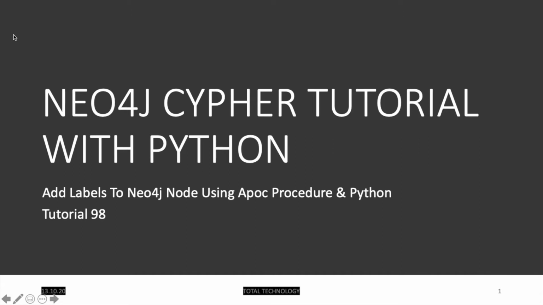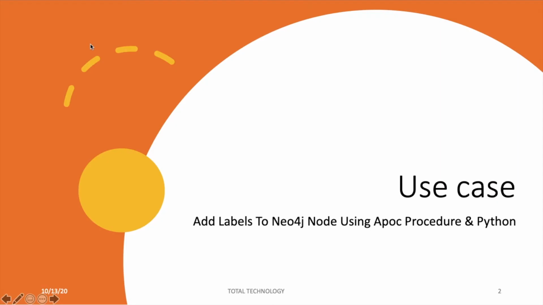Okay, so this is not going to be a theory based or conceptual tutorial. This is going to be a completely hands-on, use case driven tutorial, and nothing much to discuss. We'll jump into the Neo4j browser immediately, and after that we'll start writing the code. So this is the use case: add labels to a Neo4j node using APOC procedure and Python. In the first part of this tutorial, we'll do everything from the Neo4j browser using plain CYPHER query, and in the next step we'll do the same thing from the Jupyter notebook, which is our Python IDE.